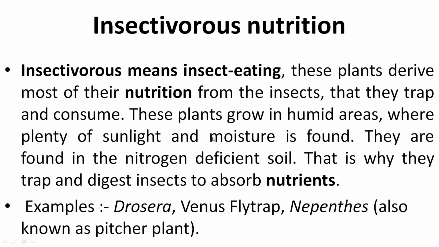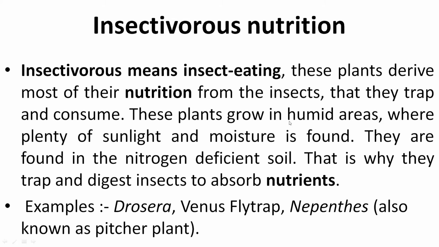The next interesting mode of nutrition is insectivorous nutrition. The plant eating the animal. Okay, so in insectivorous nutrition, the plant is eating the whole animal by trapping it, trapping the whole insect inside it. See, insectivorous means insect-eating plants. These plants derive most of their nutrition from the insects they trap and consume.